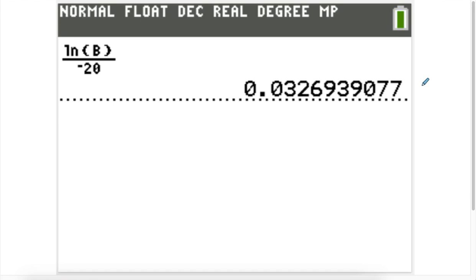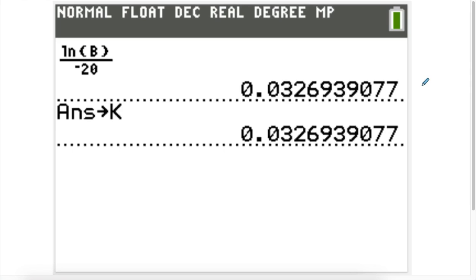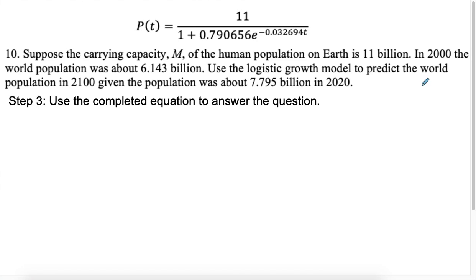Let's store this. Since we solved for k in our equation, I'm going to store it as k. So now we have our full equation. This is my equation to model the human population on Earth. It looks ugly, right? But just going through that process: step 1, use the initial value to solve for A. Step 2, use the other data point to solve for k. And now we can use our completed equation to answer the question.